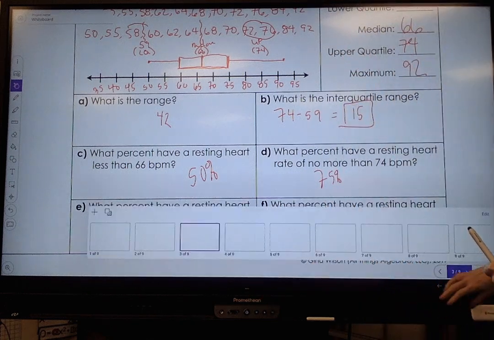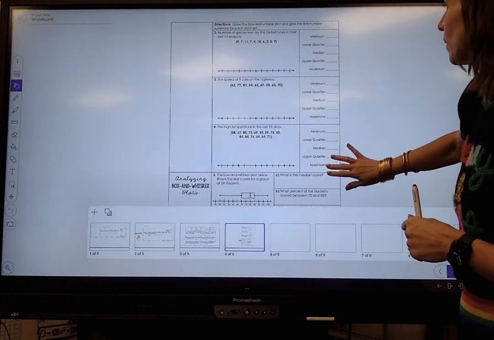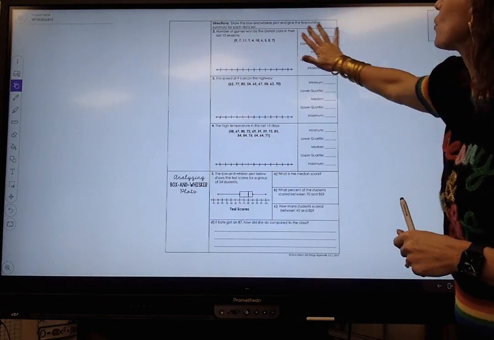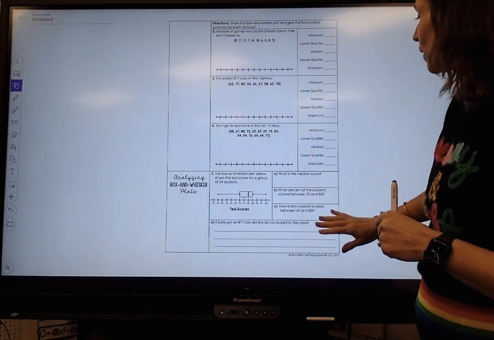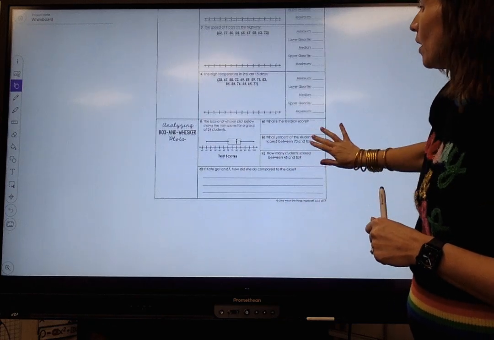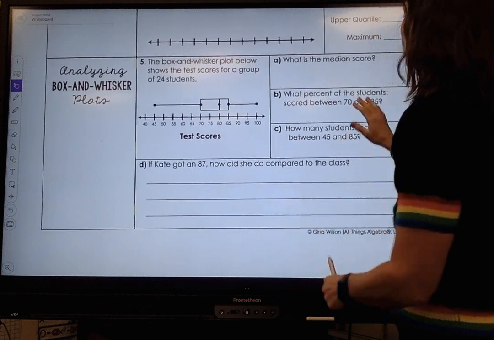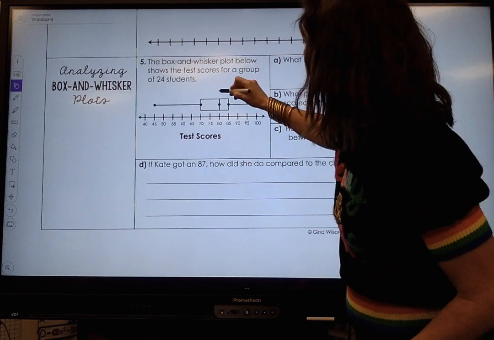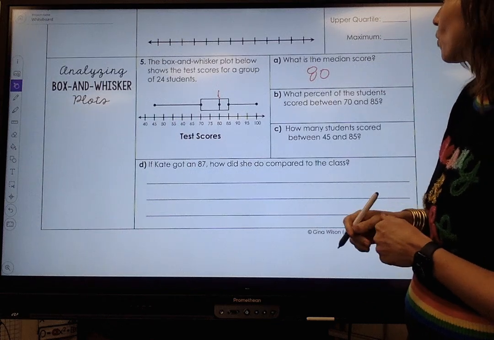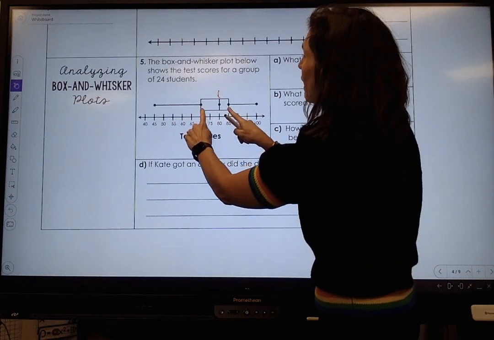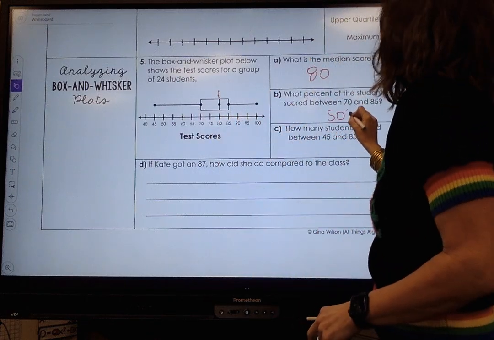All right, let's take a look at the next page. Okay, I think you probably understand about how to draw it. I really want to look at the data here. I really want to look at analyzing it and what that means. So what is the median score? The median score is an 80. What percent of the students scored between a 70 and an 85? That's 2 quartiles. That's 50% of the population.